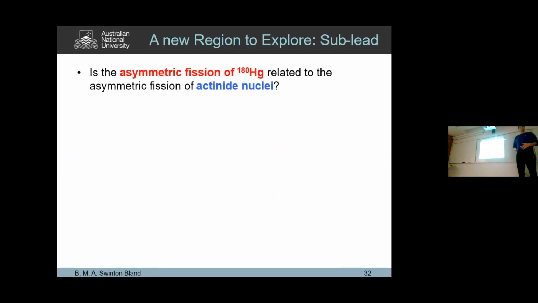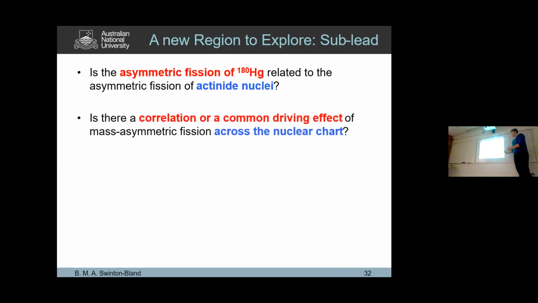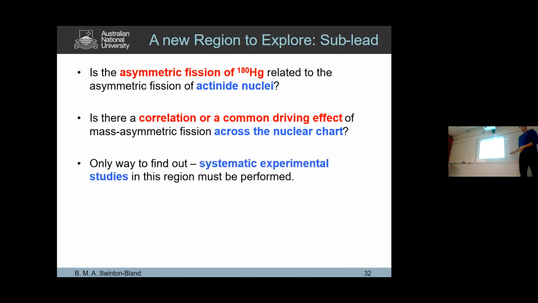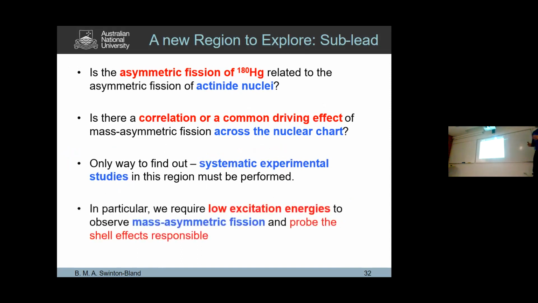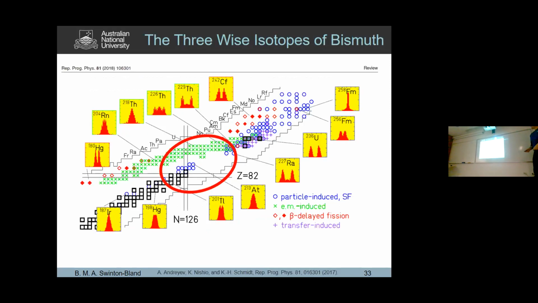First of all, is this asymmetric fission related to the actinide fission nuclei? Is it the same driving effects? Is there a common thing between these asymmetric fission fragments? And again, the only way to find out is experimental systematic studies in this region. In particular, we really require low excitation energies to probe the shell effects that are responsible for mass-asymmetric fission. When I mean excitation energies, I mean the energy above the fission barrier. So we want to look at a system where we've nudged it just over the fission barrier, but not too high above that to wash out the influence of these shell effects. Because that's what happened before.